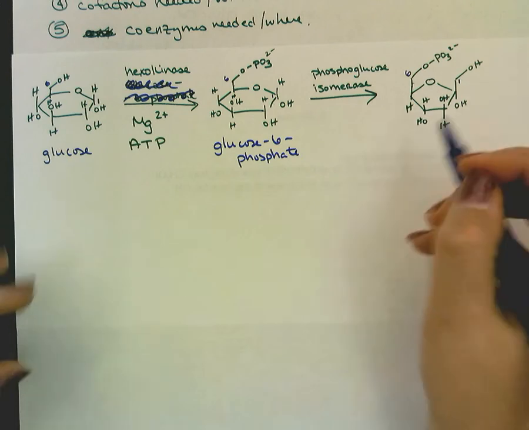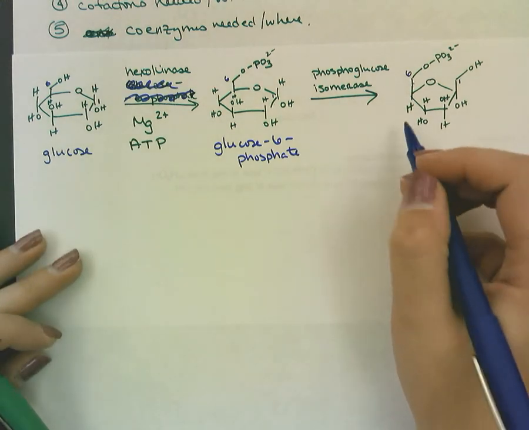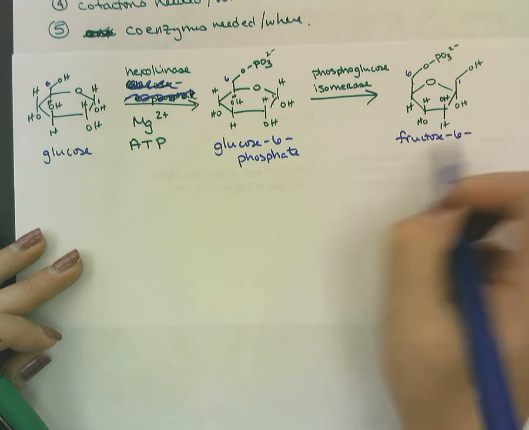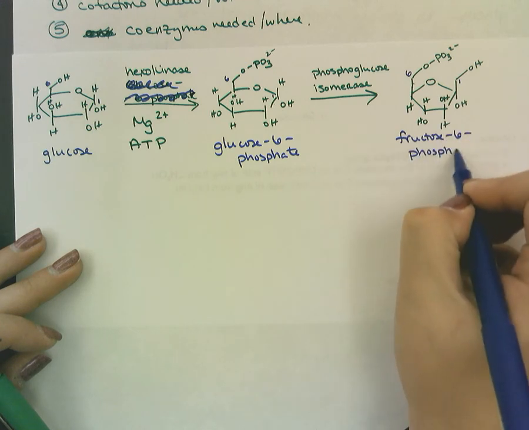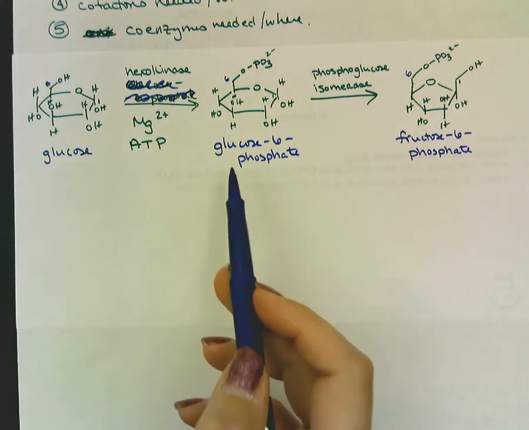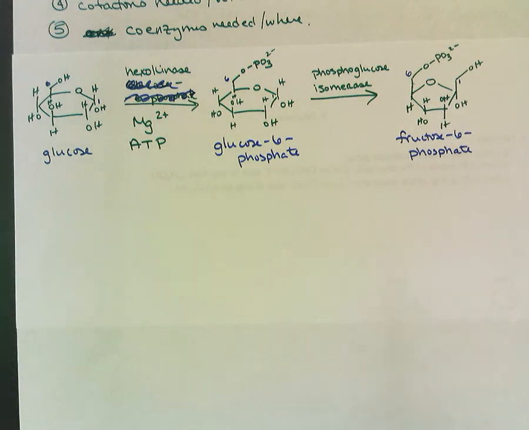And so what's our 5-membered sugar called? Fructose. So that name should make sense. It was glucose 6-phosphate, and now it's a 5-member ring, so now it's fructose, still 6-phosphate.